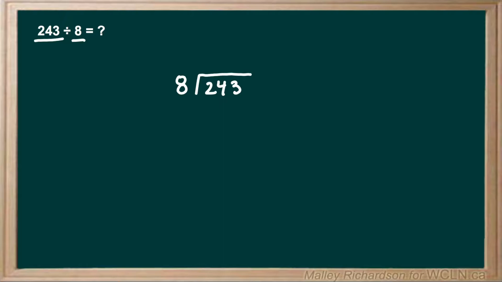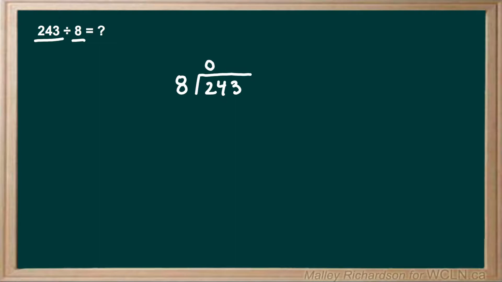We first take our divisor of 8 and see how many times it goes into our first digit of our dividend, 2. Well, as we know, 8 cannot go into 2, so therefore above the 2, we are just going to place a 0 to remind us that 8 cannot go into 2.